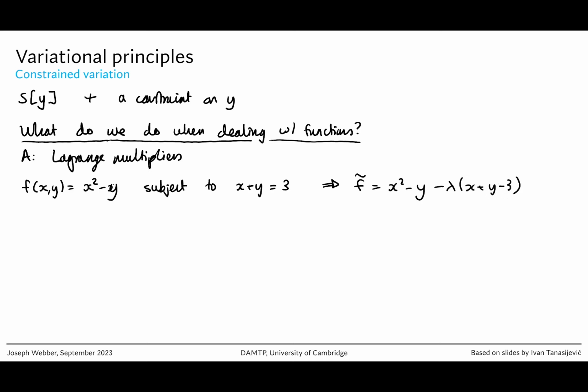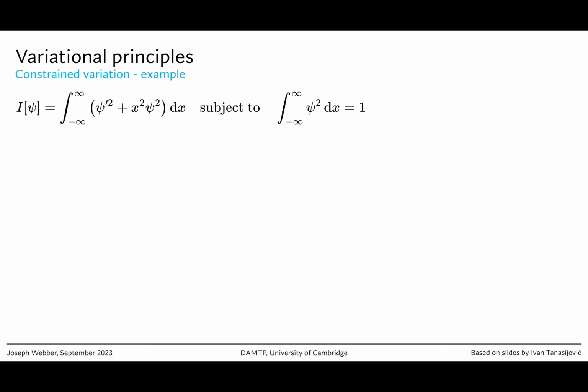And if we want to find a minimum here, we're finding a minimum in x, y, lambda space, because df tilde by d lambda equals 0, which is a condition for an extremum, just comes out to give x plus y equals 3. So can we use Lagrange multipliers with functionals? The answer is yes. So we just add a Lagrange multiplier inside the integral. And the best way to show that happening is probably with an example. And so the next slide has an example here.